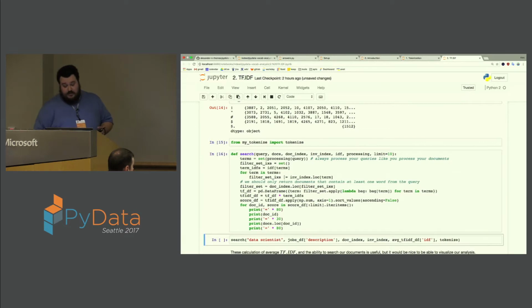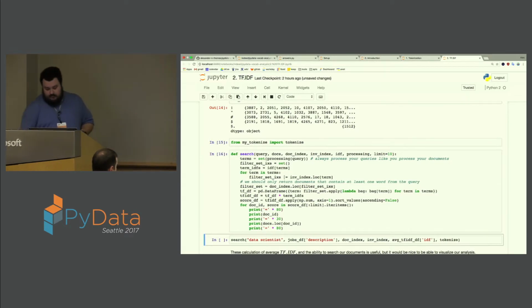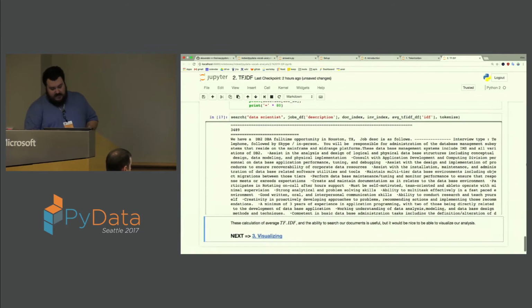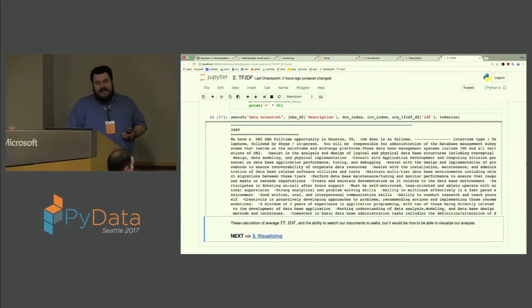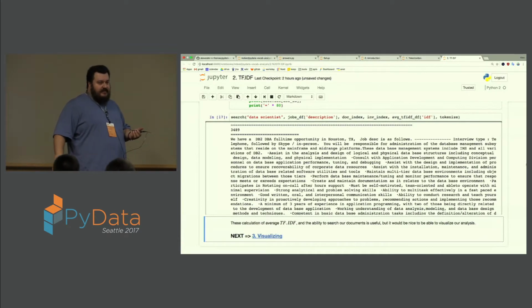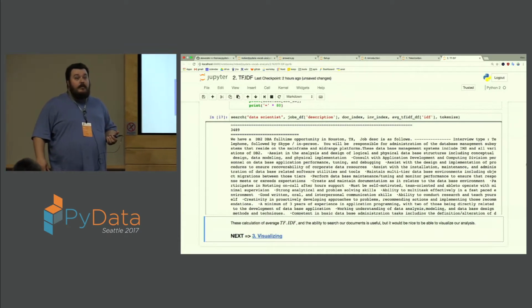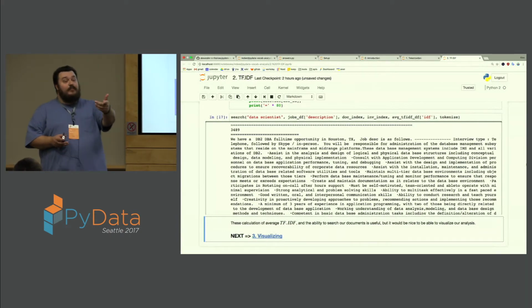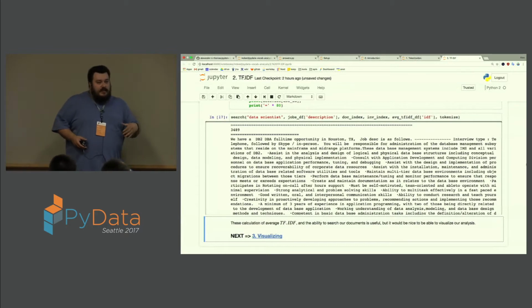And let's see. So I'm going to search for data scientists in our jobs. Okay. Let's see what comes up first. Well, interesting. We got a DBA job. So anyone have any reasons why we would get a DBA job instead of data scientist? Oh, I'm sorry, say what? Yeah, exactly, right? So this is something useful to consider.